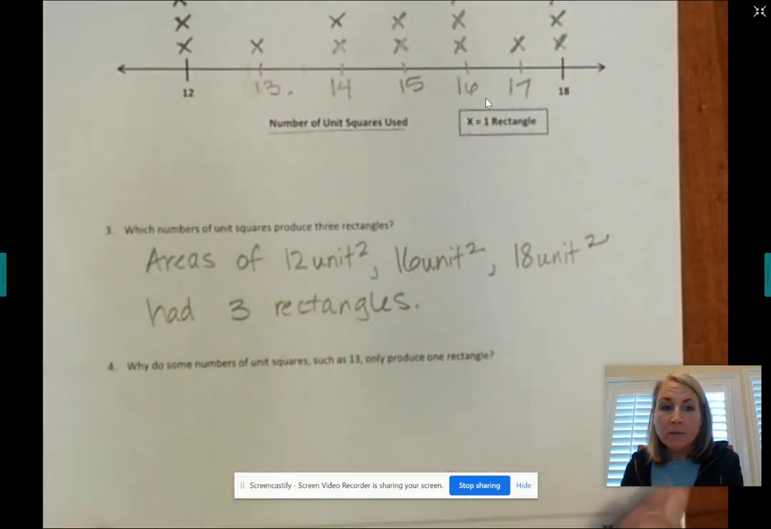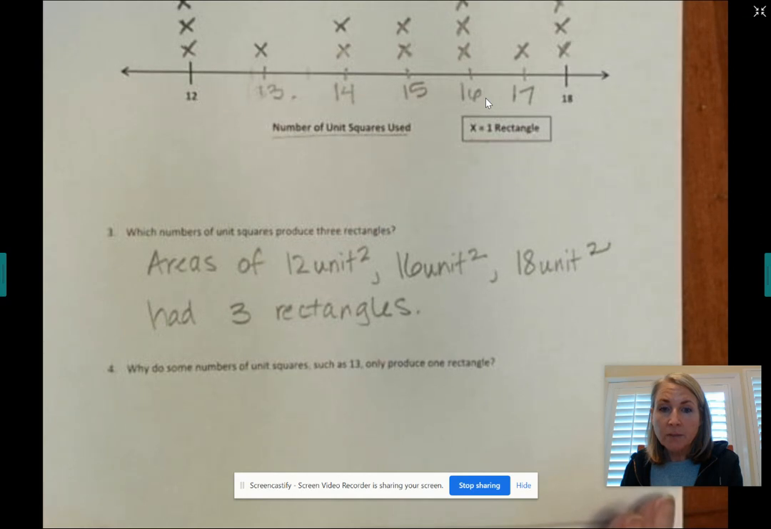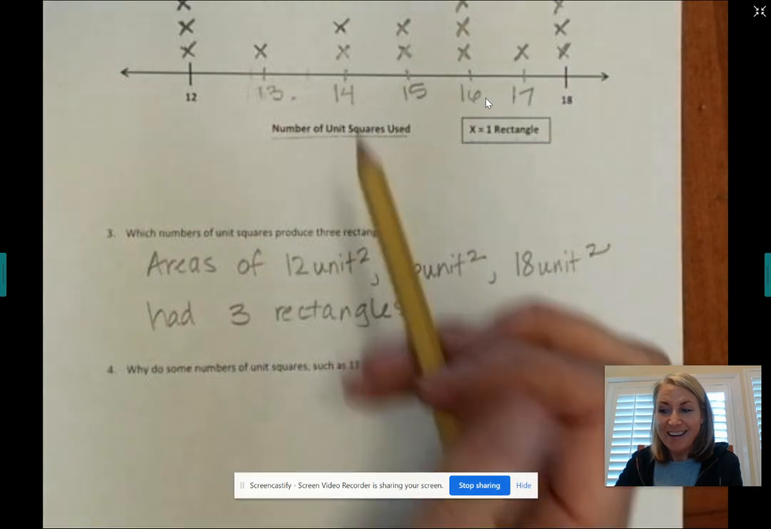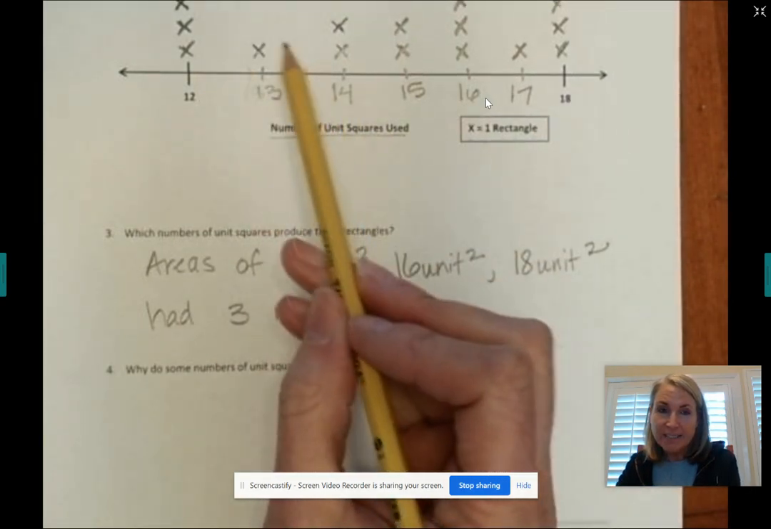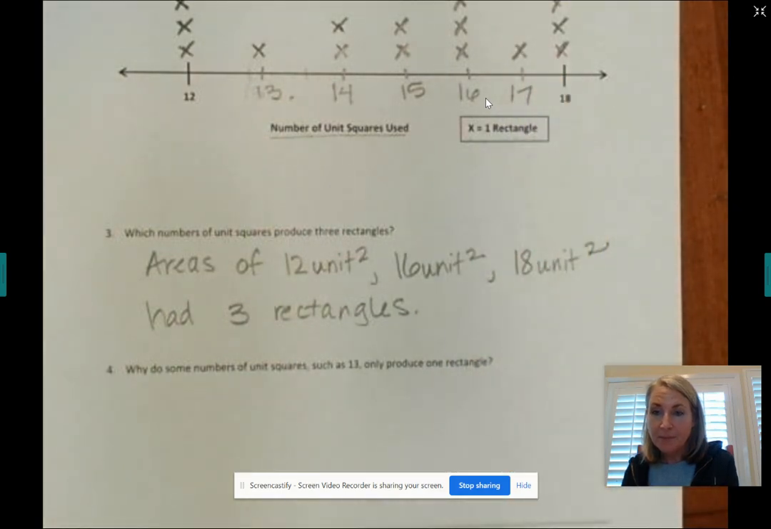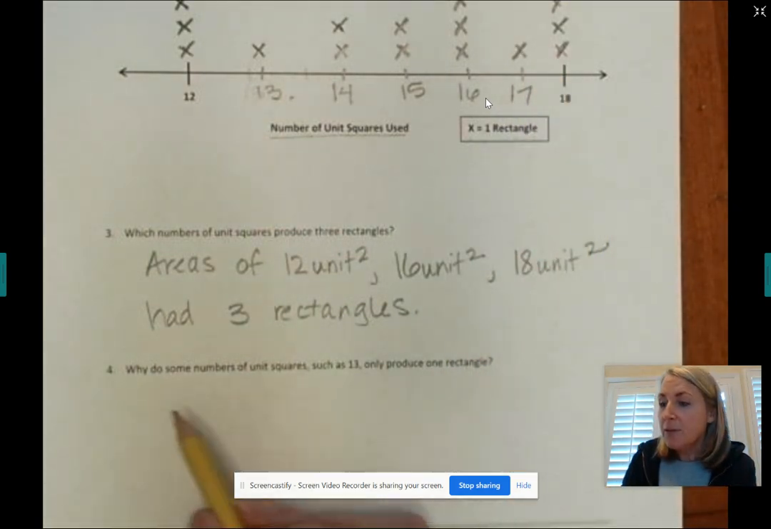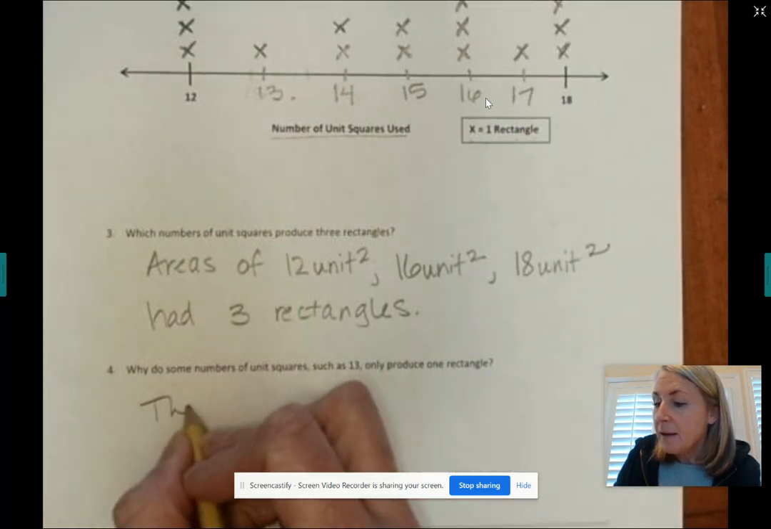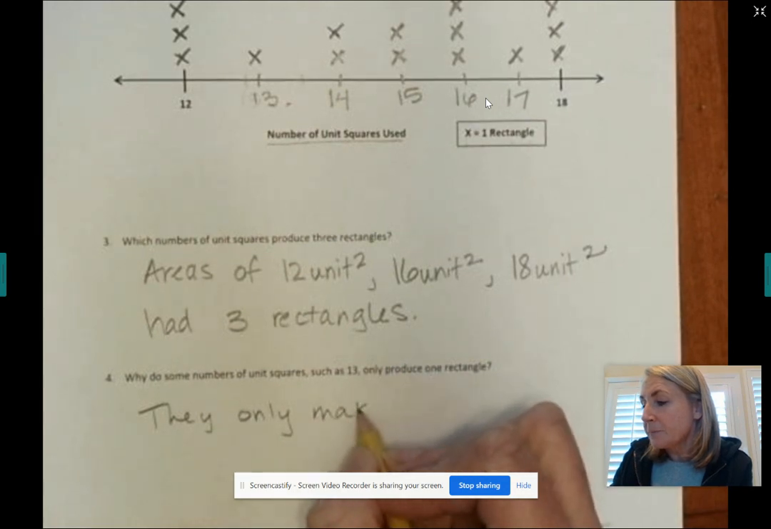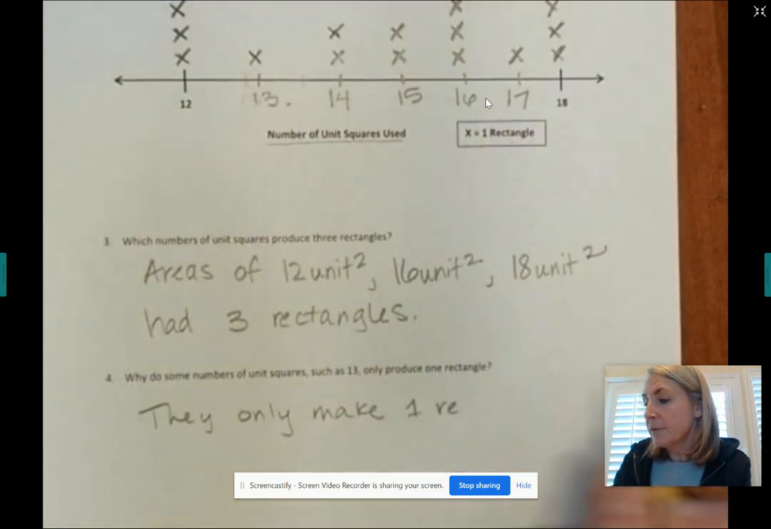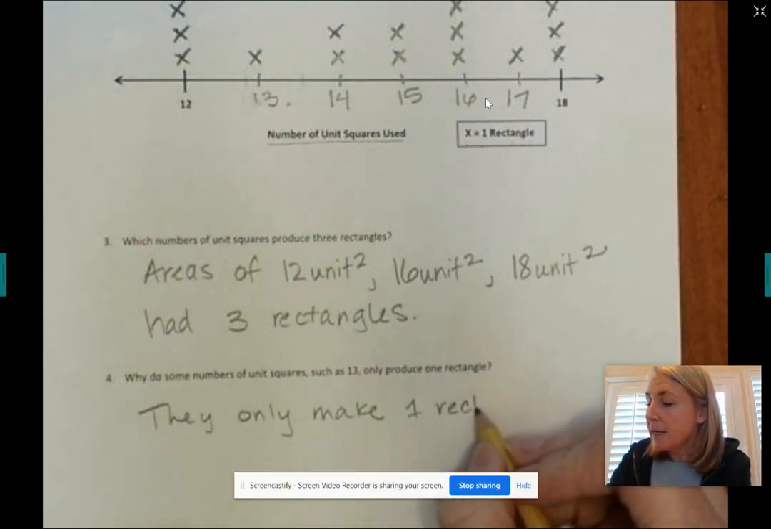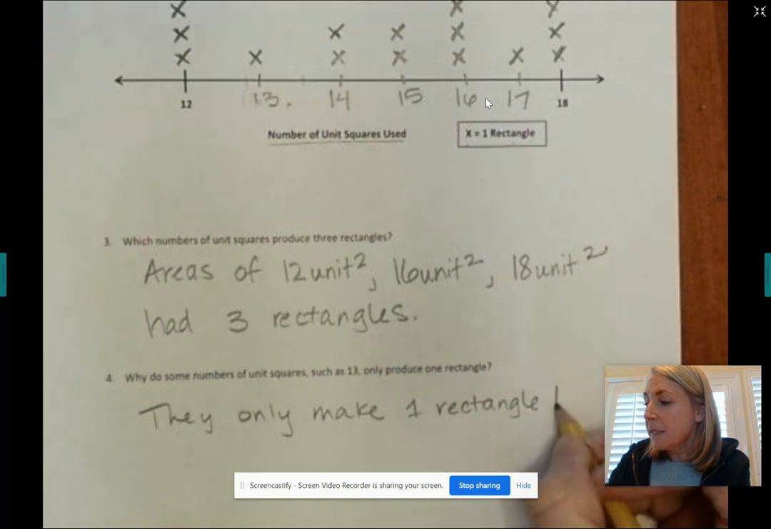Number 4 says, why do some numbers of unit squares, such as 13, only produce 1 rectangle? Well, what's the vocabulary I introduced over here? We get to get all fancy with our language. 13 and 17, what did we say about them? Yeah, we said they were prime. So they only make 1 rectangle because they are prime.